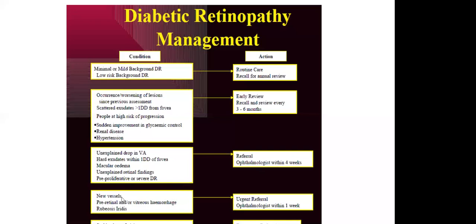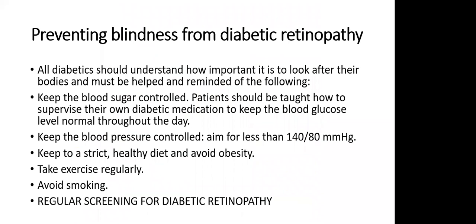Okay. If there are blood vessels in the iris, that's rubeosis iridis, or blood vessels in the retina, or there is any hemorrhage in the vitreous or preretinal hemorrhage, refer urgently to an ophthalmologist within a week. All right. This is the last slide. So it's just a summary.